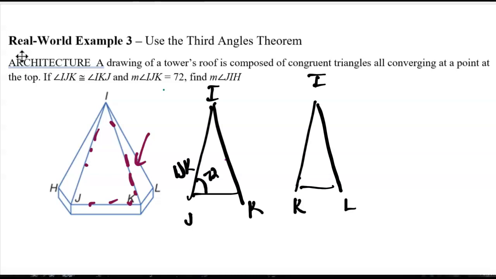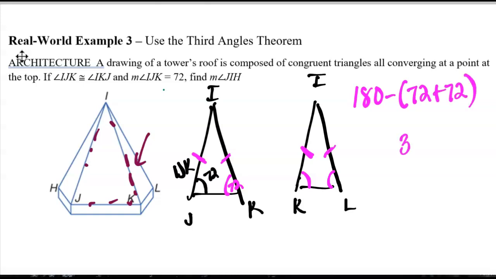Okay, so it appears, first of all, that they're congruent, and they appear to be isosceles here. So if this side is congruent, then these two are congruent if this is also 72. So if that's 72, the measure of angle I has to be, by the triangle sum theorem, 180 minus 72 plus 72. Turns out that that comes out to be 36 degrees.